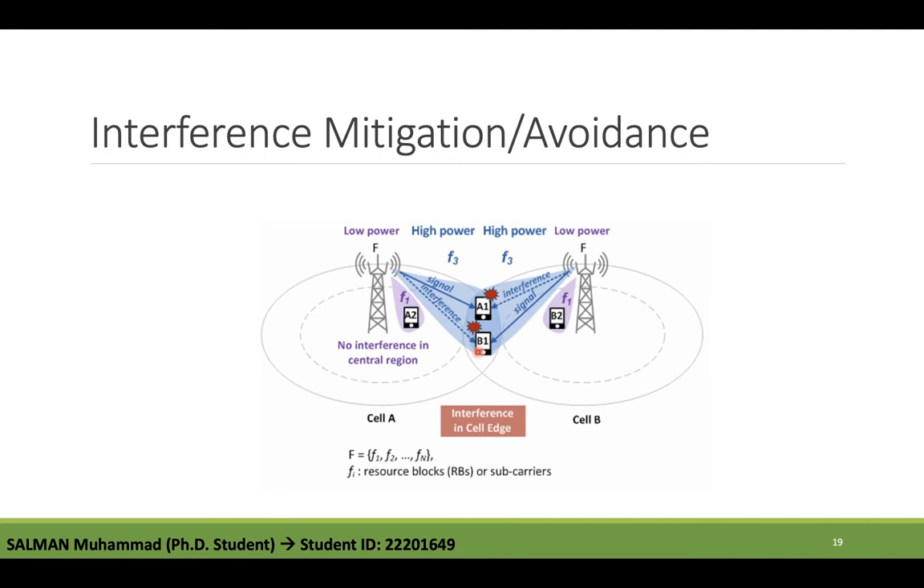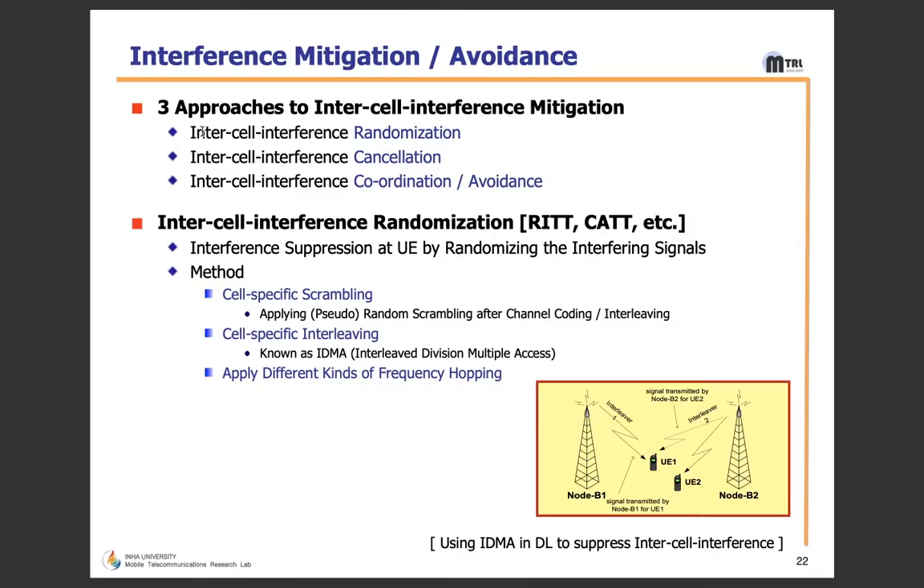Still, a one cell frequency reuse typically employs relatively large SIR variations over a cell area. As a consequence, the data rates that can be offered to the end user may also be varying substantially, with only relatively low data rates available at the cell edge. There are three approaches to mitigate the inter-cell interference. The first one is the inter-cell interference randomization. The next one is the inter-cell interference cancellation. And lastly, we have the inter-cell interference coordination or avoidance.